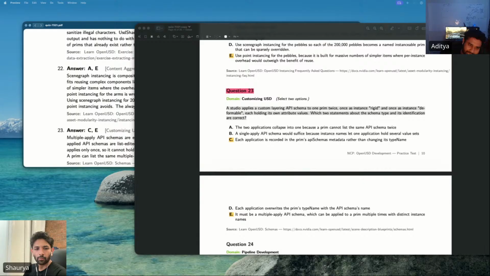A doesn't make sense anyway: two applications collapse into one because the prim cannot list the same API schema twice. Did you also go through the schema HTML from OpenUSD? I did read. Two days back we did a complete go through of concrete schemas and typed schemas and everything. From there, I remembered something.